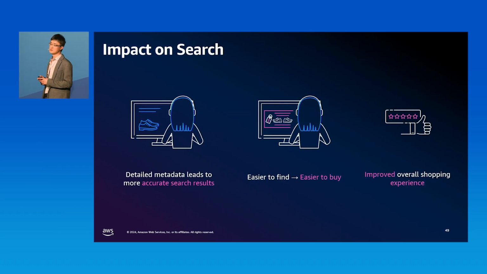There are many, many strong reasons why we want to have better product metadata. For example, enhanced product metadata can make the search better. It allows us to define fine-grained search criteria and filters. The customer can purchase faster because now they can find the product faster. And all of this leads to an overall improvement of the shopping experience.